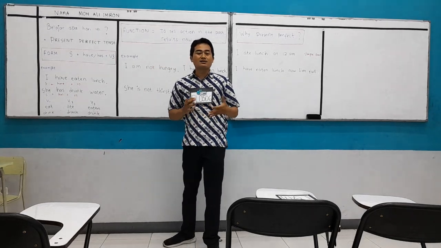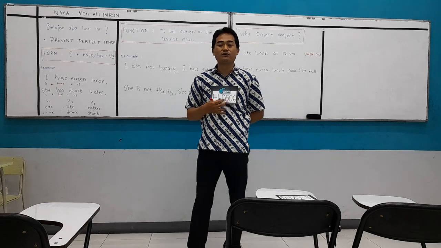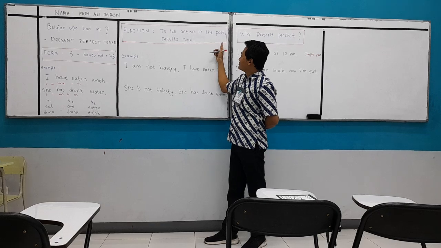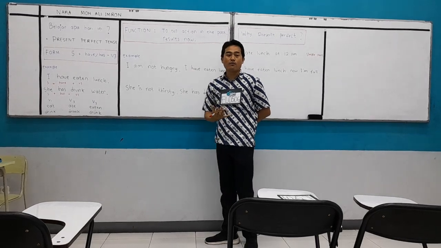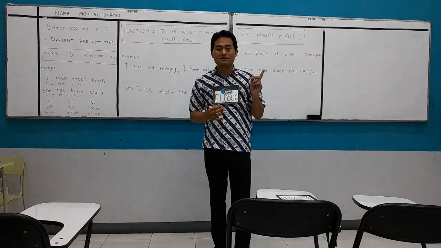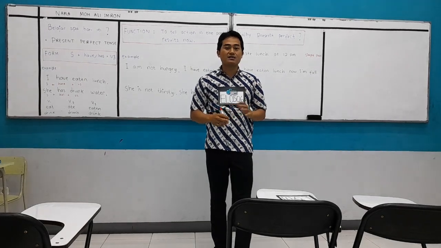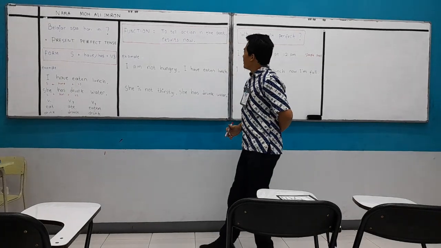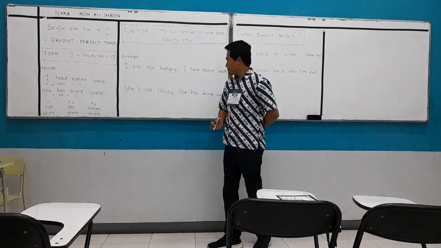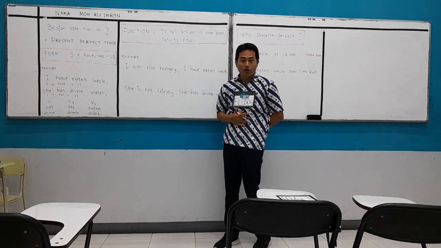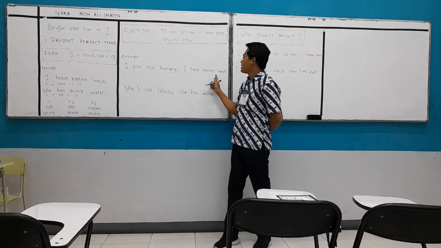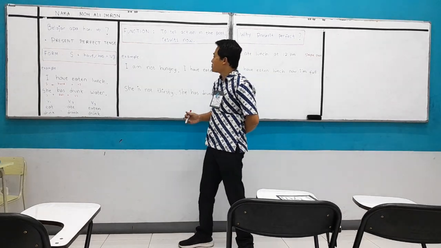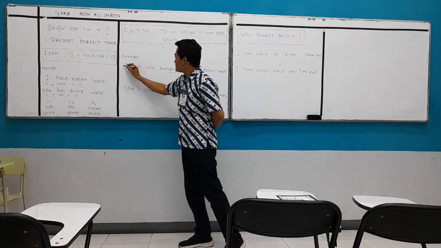So, what is the function of present perfect tense? Why do we use it? The function is to tell an action in the past, but the result is now. So we did something in the past before now, but the result is still there, and we can still feel it until now. For example, like this: I am not hungry anymore because I have eaten lunch. So we use present perfect tense because we want to focus on this one, the first sentence.